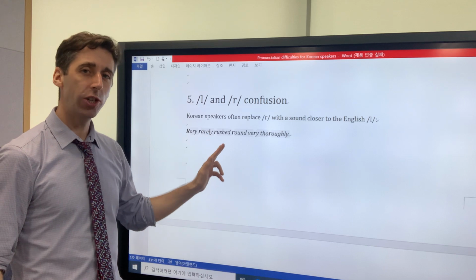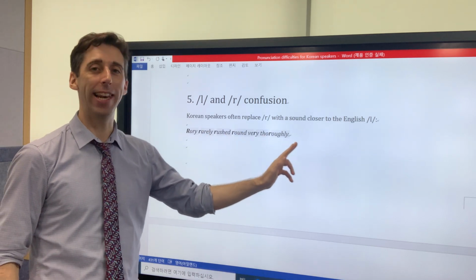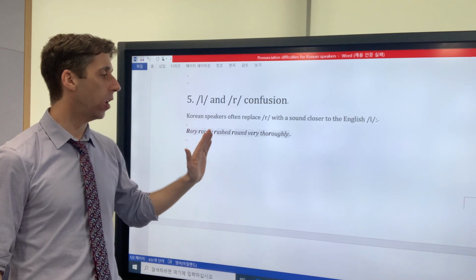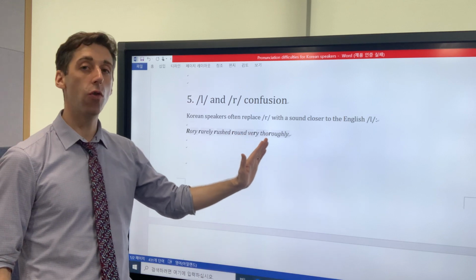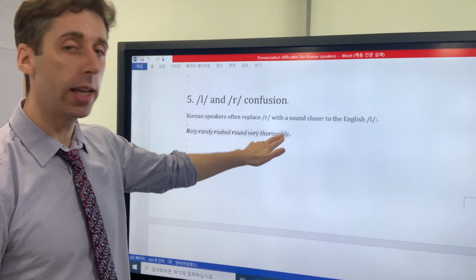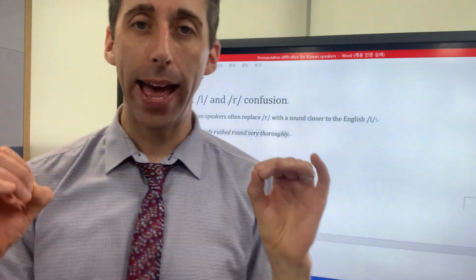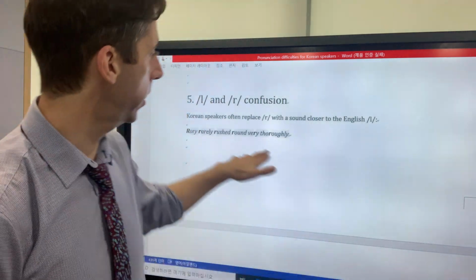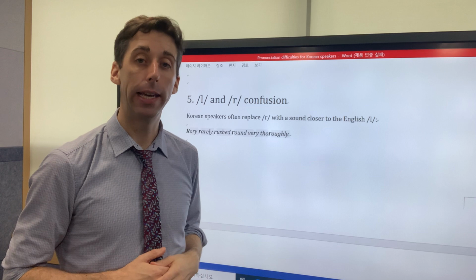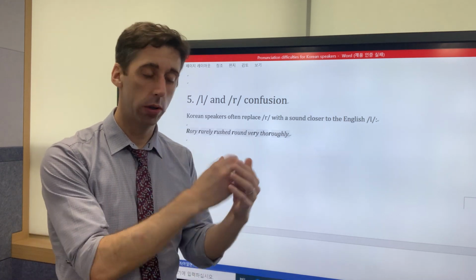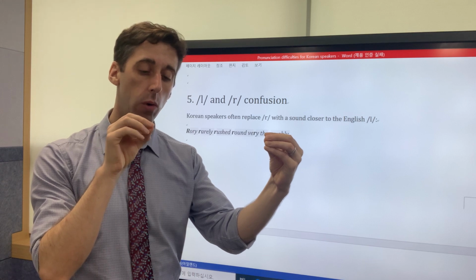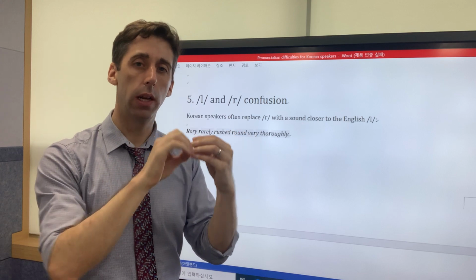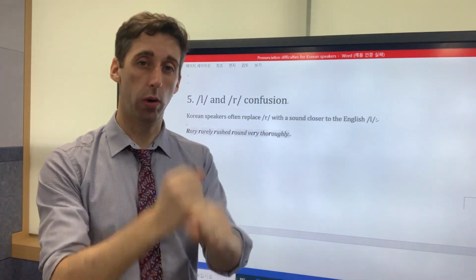Rory rarely rushed round very thoroughly. Okay? One more time. Rory rarely rushed round very thoroughly. Again, I'm controlling the L and the R sound. L, R, L, R. Okay? And this word here, one more time, thoroughly. Break down the word, stretch it, and speak slowly. Thoroughly, thoroughly. The more we practice, the more control every time.